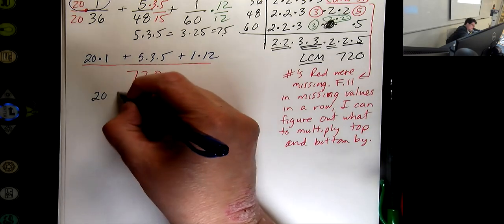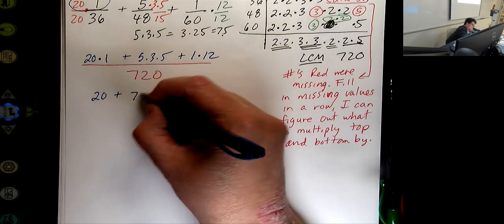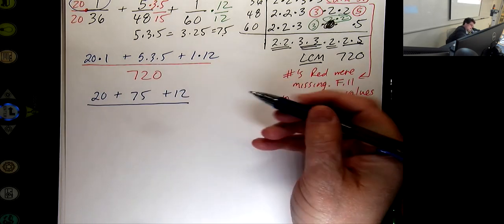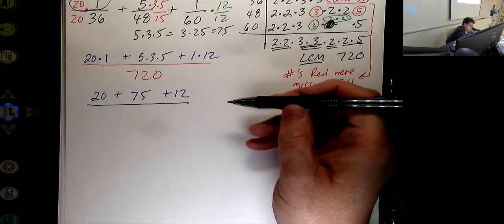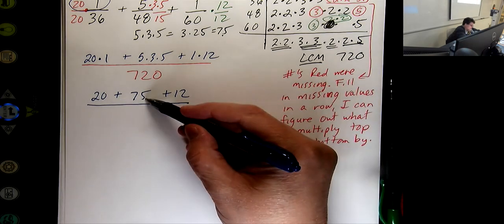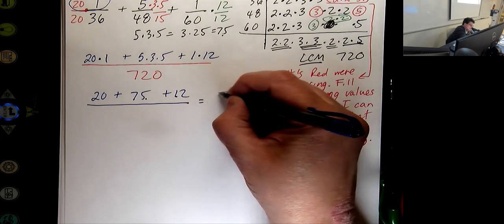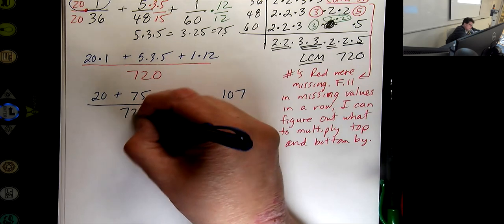We just figured out the 5 times 3 times 5 was 75. That's the only one that's challenging me. Adding these up just takes a little time. 20 plus 75 is 95. 95 plus... 10 is 105, and then another 2 is 107. The bottom is 720.